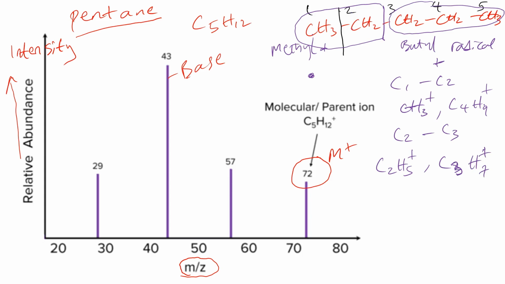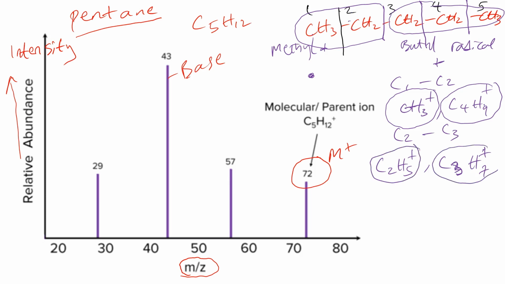Basically, breaking bond 3 and 4 is the same as breaking bond 2 and 3, and breaking bond 4 and 5 is the same as breaking bond 1 and 2. So in this compound, if it's fragmented, we're going to have these fragments, and you're going to have all these peaks represented in the spectrum.